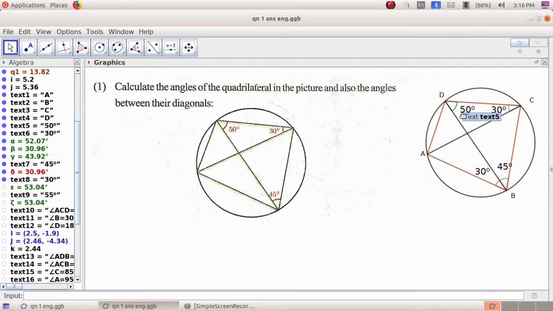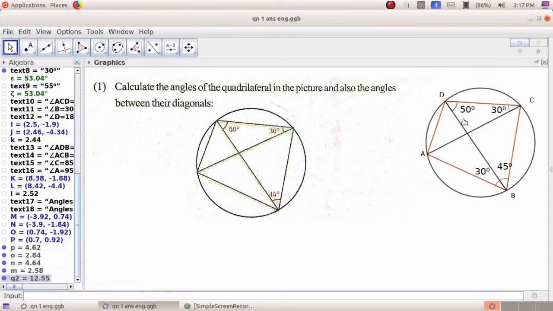Now to determine angle D. Angle B and angle D are opposite angles of a cyclic quadrilateral. We know their sum is 180 degrees. Now one angle alone is 75, therefore the other will be 180 minus 75. Now we have determined angle D. Okay, now angle B and angle D are obtained. Let us write these much things there.